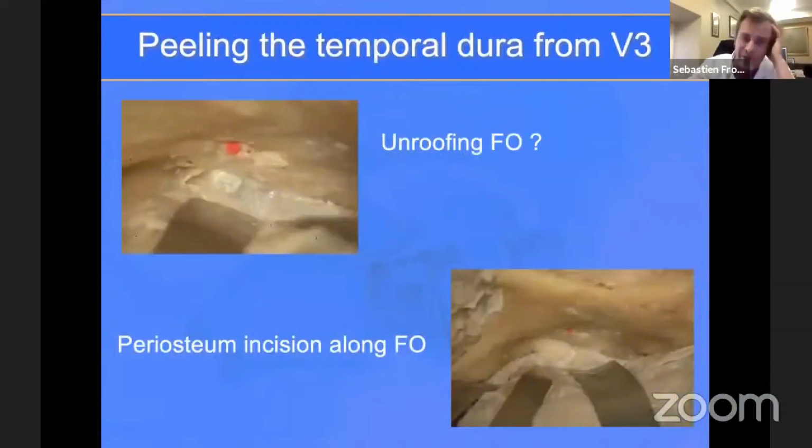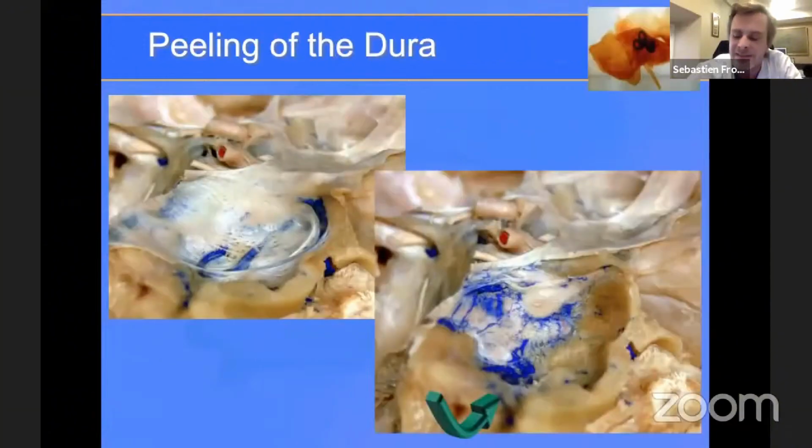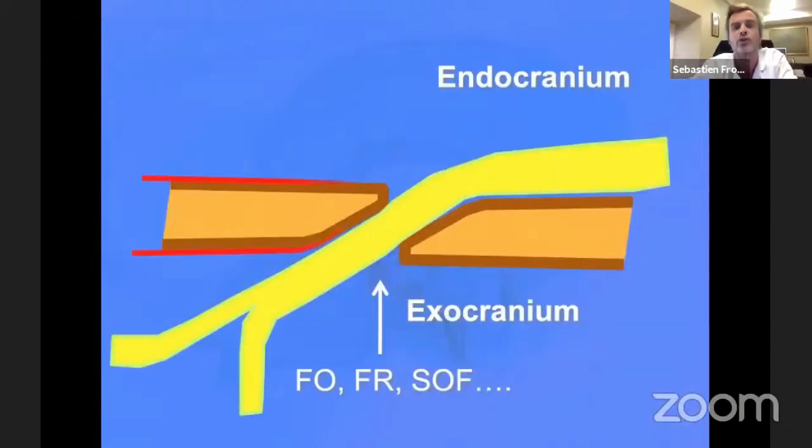So once you have found the GSPN, you need to elevate a little bit more the dura, and you have to separate the dura from V3. Because if you don't do that, and if you pull on the dura, you will also pull on V3. So you need to peel the temporal fossa dura away from V3, doing a small incision of the periosteum along foramen ovale. It's the same principle as peeling of the lateral wall of the cavernous sinus using the Kawase technique. This is a cartoon to show you that.